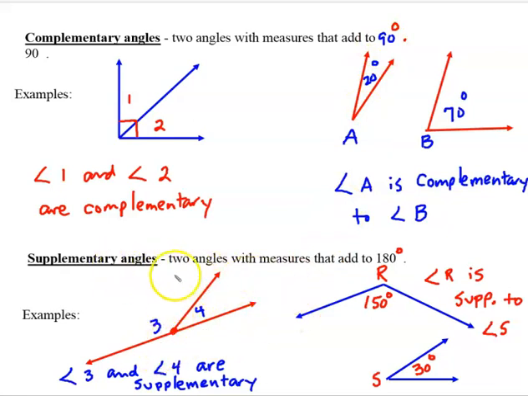And then supplementary angles, two angles with measures that add up to 180 degrees. So a couple of examples, 3 and 4. Notice if you put these two angle measurements together, you have these opposite rays, which means it's a line, and lines measure to 180 degrees. And then same thing up here, just because they're not adjacent angles doesn't mean they can't be supplementary to each other.